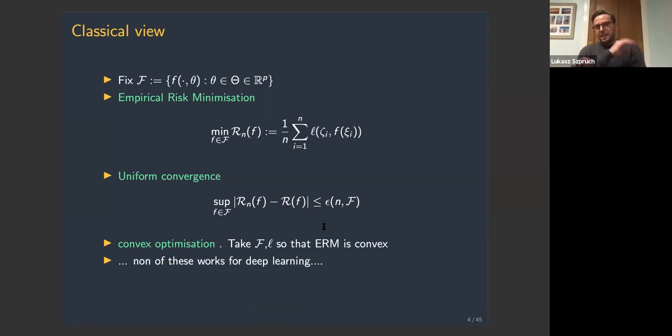However, this is a classical framework, and as we go to neural networks and begin to work with them, none of these three fundamental pillars of supervised learning work. The uniform convergence result does not hold. I'll show you a picture in a second. Those deep neural networks are so expressive that they can fit noise. Those functions are not convex, so the classical convex optimization tools do not work.